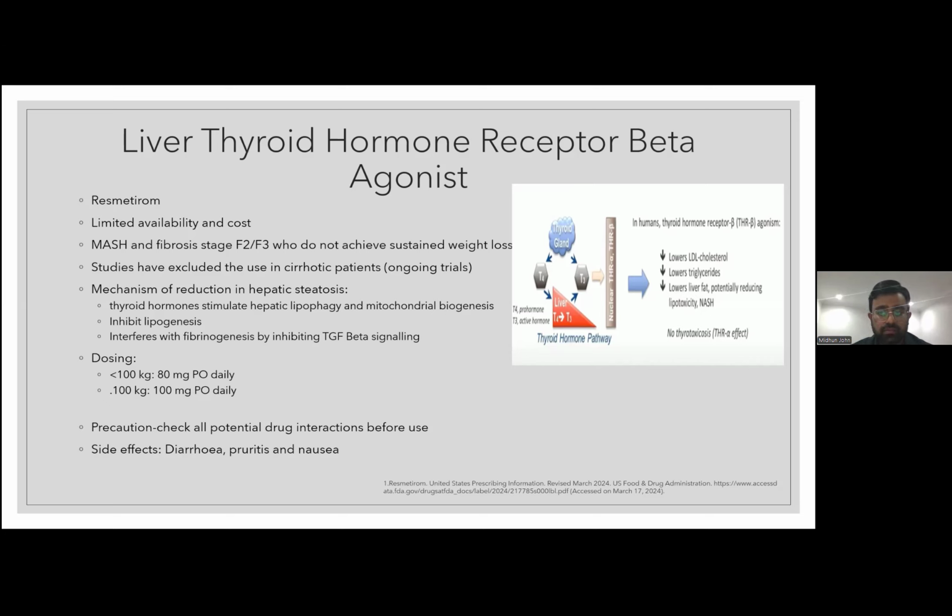There is the Maestro NASH study, which I'll be speaking about in the next slide. But basically, they recommended from the study that the use of 80 milligrams per day for less than 100 kilograms, and more than 100 kilograms should use 100 milligrams per day. One needs to have precaution that you need to check all potential drug interactions before use, and the side effects are usually diarrhea, pruritus, as well as nausea.